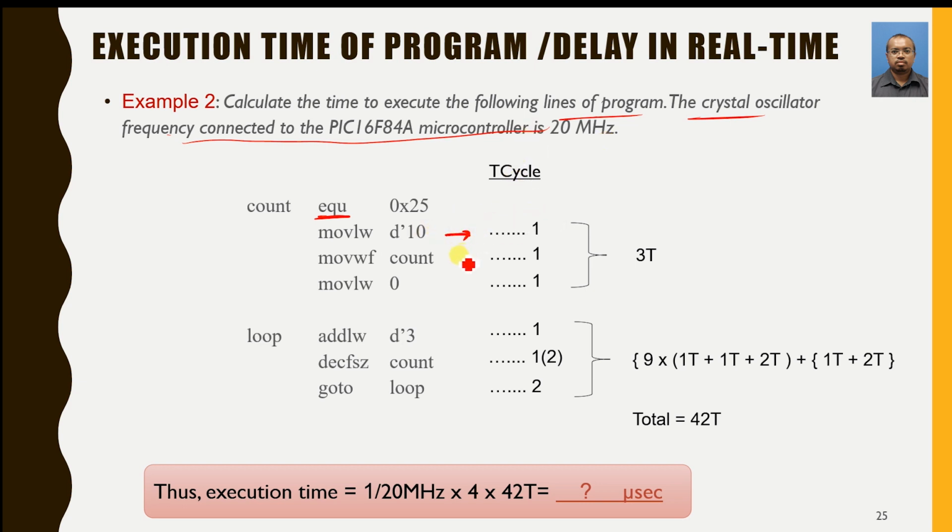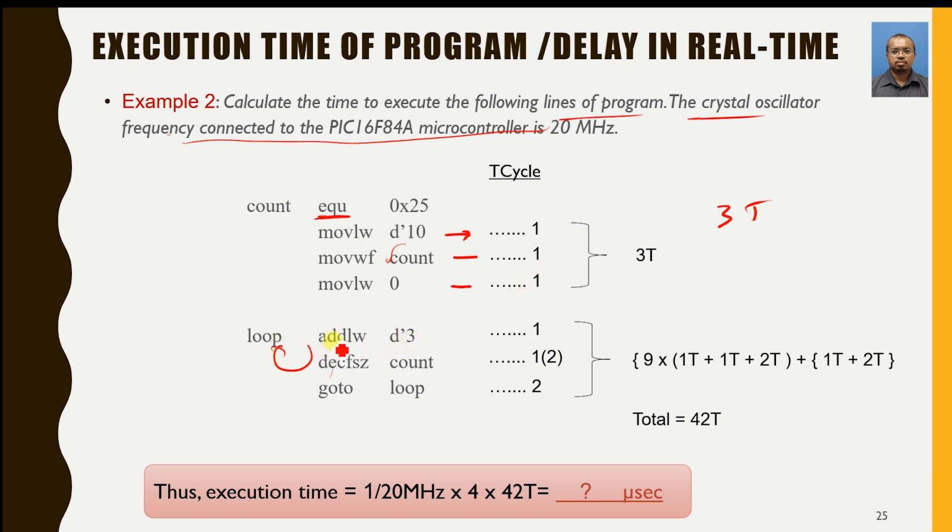Here is the first part of the program. We have 1 cycle here, 1 cycle there, 1 cycle there, so you have 3 cycles. And then here is the loop. It will loop how many times? It depends on the number of count. Here count is 10 and we put it into count, so it will do this 10 times.